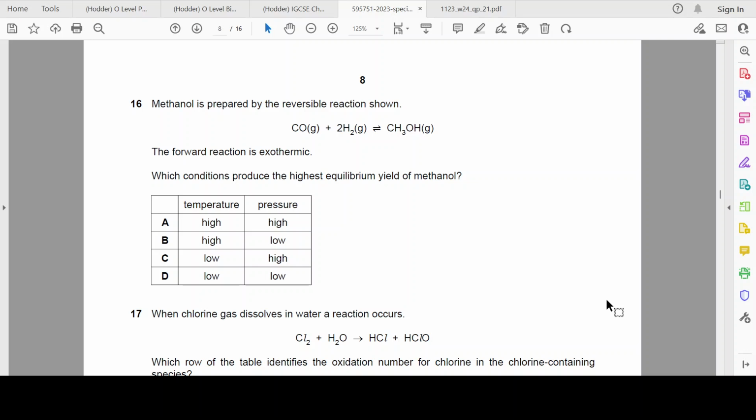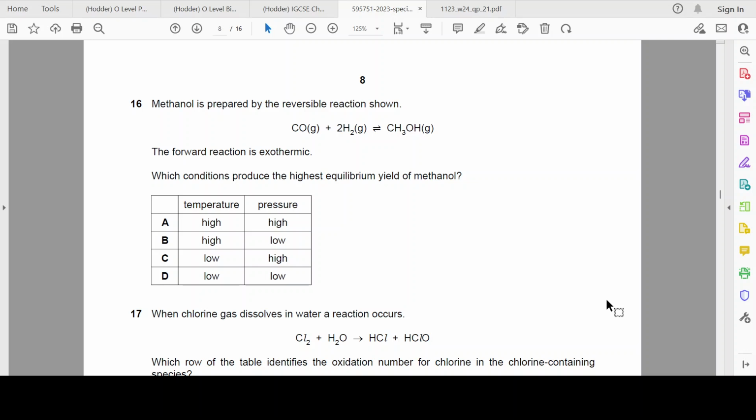Equilibrium means the temperature and pressure would be equal. No, equilibrium would mean that the rate of forward reaction is equal to the rate of reverse reaction. That is what equilibrium means. So you've chosen low temperature. Now what about pressure? Pressure would be low automatically.